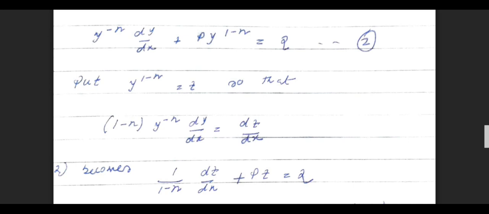Now let us consider y^(1-n) = z. Then what will you get? P into z. So then what will be your equation? We are considering y^(1-n) = z. Then equation 2 will become... sorry, y^(1-n) = z. So if you differentiate, what is happening with respect to x?